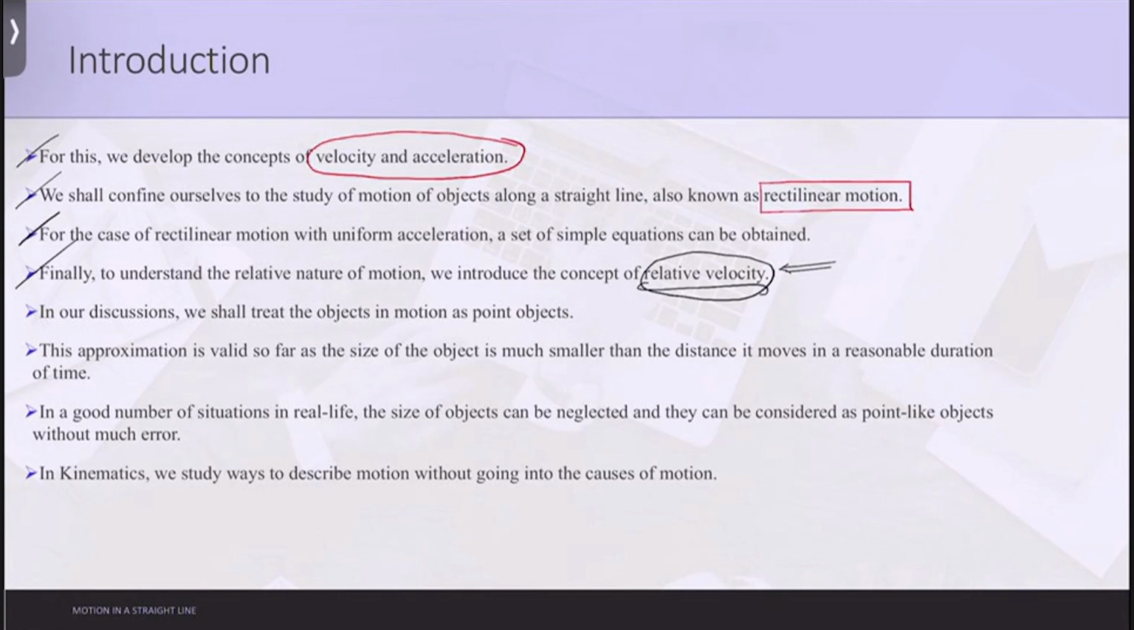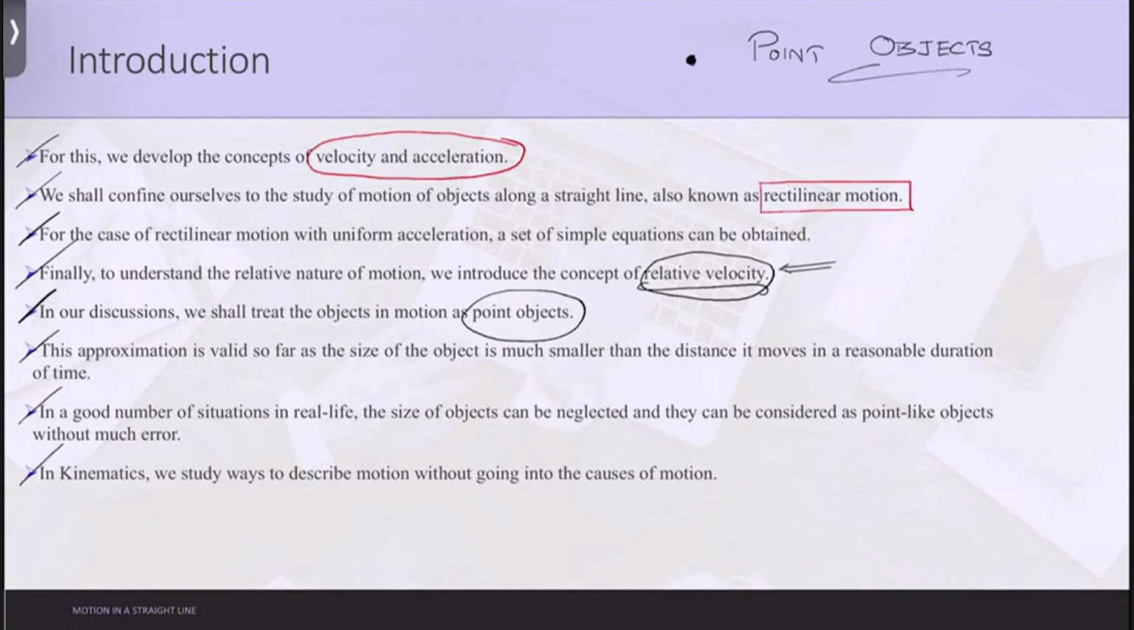In our discussions, we shall treat the objects in motion as point objects. This is very, very important. Everything you are trying to consider, just consider it as a point object. In a good number of real-life situations, the size of objects can be neglected and they can be considered as point-like objects without much error. In kinematics, we study ways to describe motion without going into the causes of motion.